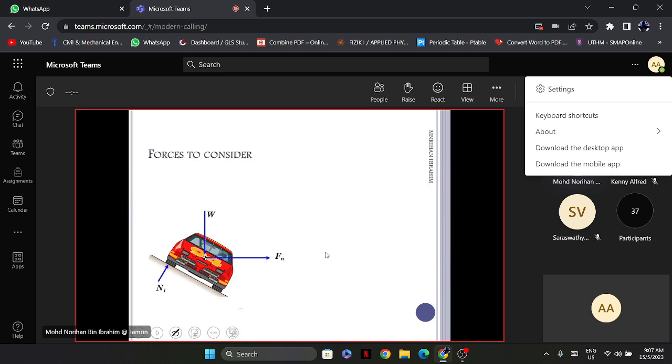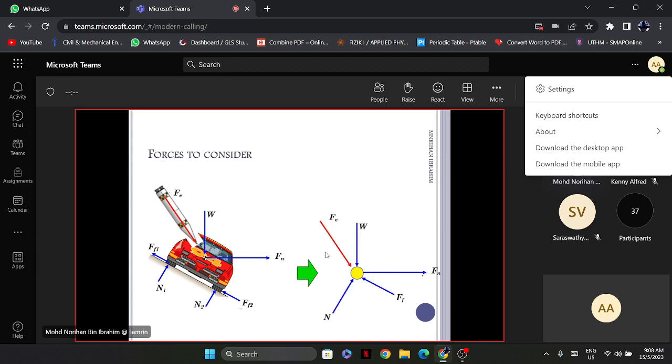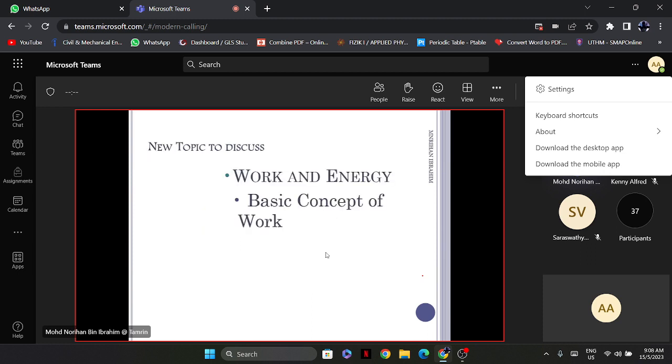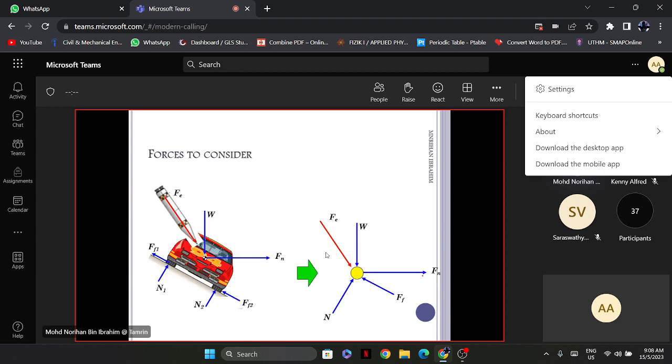And here are the forces to consider. We need to consider all of the forces which act on a physical body, or in this case a particle. Ada pelbagai external forces which need to be considered. Ini adalah dia punya free body diagram. So always draw the free body diagram at the initial stage, followed by applying the appropriate equations of motion.